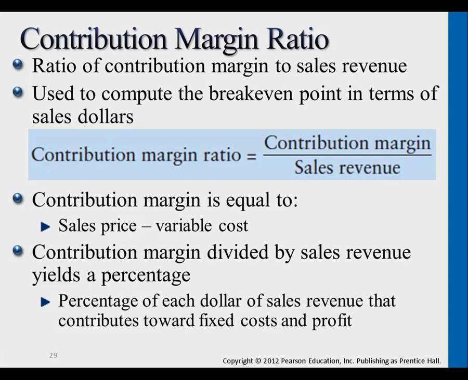So my contribution margin ratio approach is very different from the shortcut. Okay, so let's look. My contribution margin is sales price minus variable cost, right? We just looked at that as well in the formula.